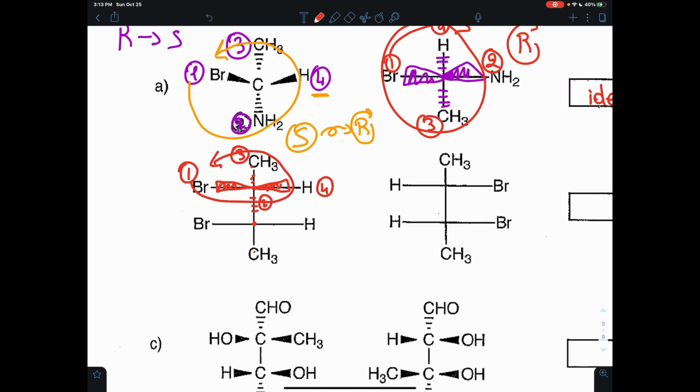So that would be an S, but my hydrogen is on a wedge, so that will become an R. Now let's look at the bottom one. Same thing. I know my Br is going to be number 1. I know my hydrogen is going to be number 4. This will be my number 2, and this will be my number 3.